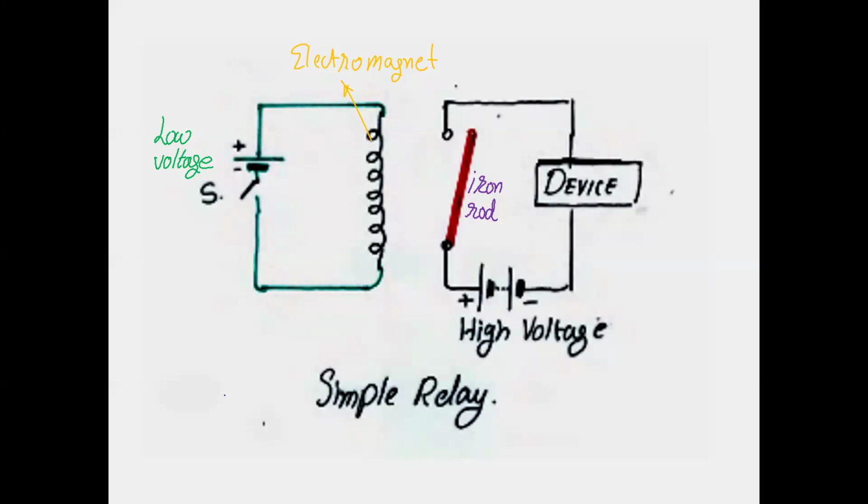Okay, right under it. When the switch S is closed, the electromagnet is energized. It pulls the iron rod.